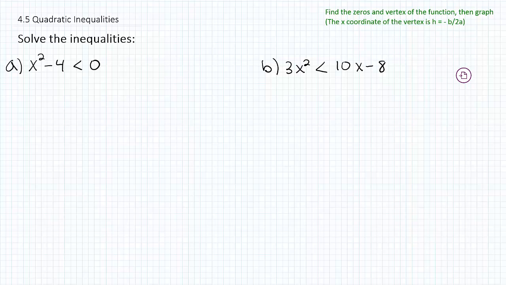Solve the inequalities. All right, so again, we're going to repeat this idea of finding the zeros and vertex of the function and then graphing it to answer the inequality, right? So first thing we're going to do is go ahead and find the zeros. So we're going to change this to x squared minus 4 is equal to 0.